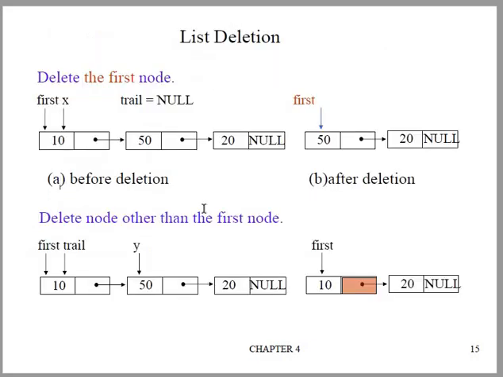So next one is deleting the node from the linked list. How will we do it? Before deleting the node, we have 3 nodes. The first node has 10, the second node has 50, the third node has 20. Now if you remove the node from the beginning, node 10 will be removed, and the remaining nodes 50 and 20 will be there.